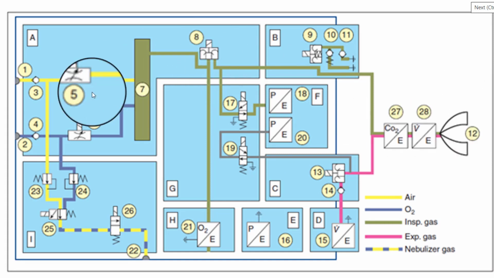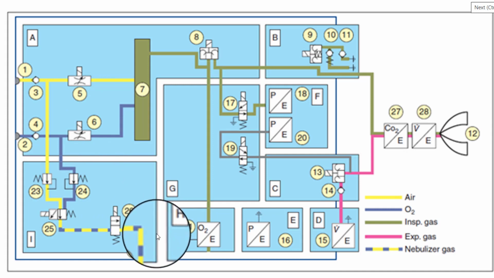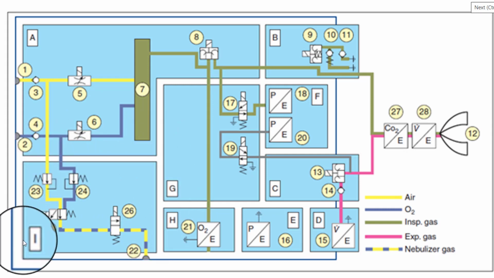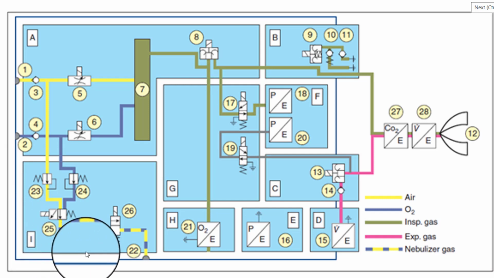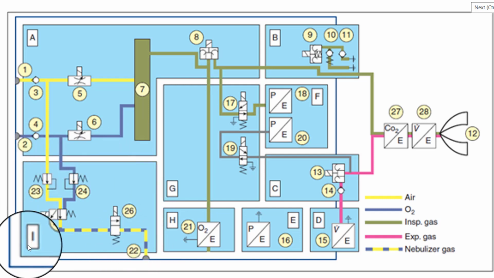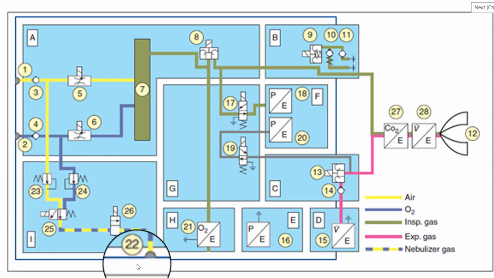Another important thing is that the air that is supplied to the patient needs to be warmed and humidified. And that's why we have a nebulizer that is part of a ventilator. The nebulizer helps to humidify the air. And in this whole block diagram, this block here, the I block, is the nebulizer, and these are the components of the nebulizer.